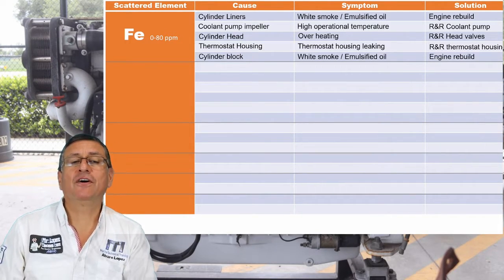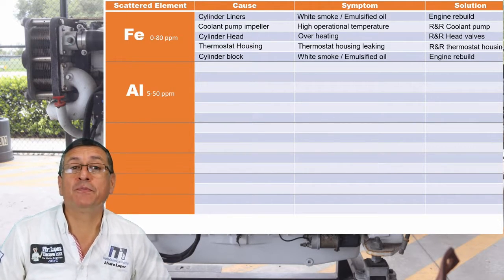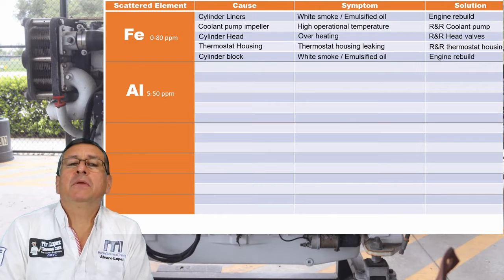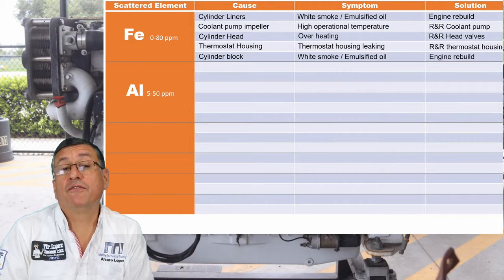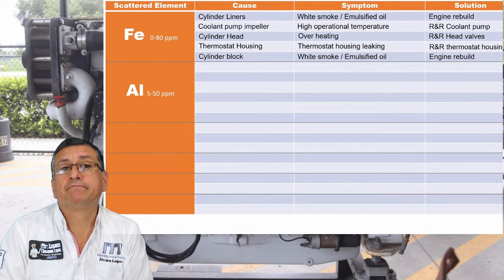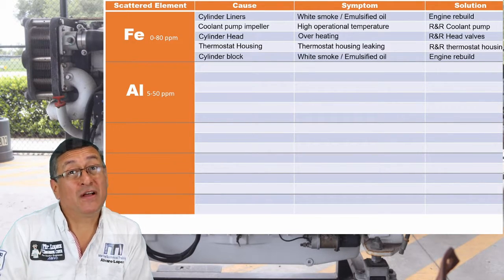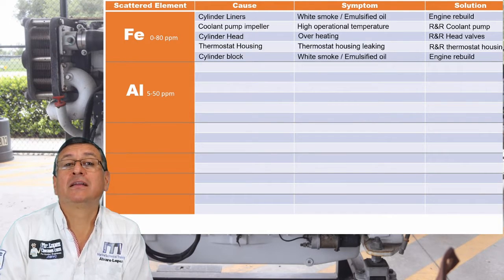It's too expensive. Okay, the next element that we are going to analyze today is aluminum. Aluminum is normally between 5 and 50 parts per million. Once again, between 5 and 20 is normal. Between 20 and 50 is an excessive amount of aluminum. You need to check the engine.